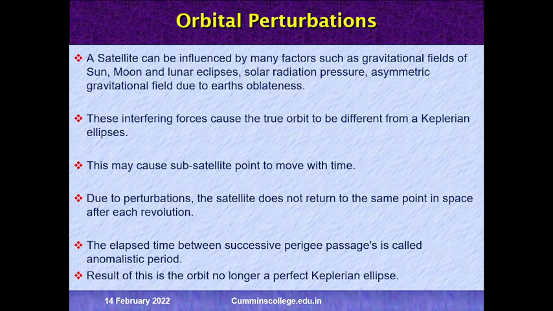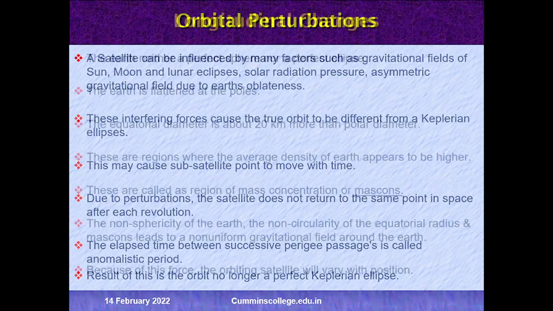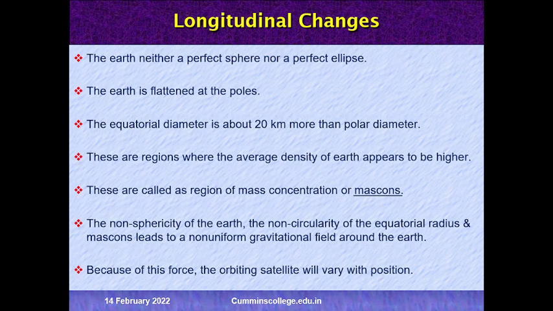Due to perturbations, the satellite does not return to the same point in space after each revolution. The elapsed time between successive perigee passages is called the anomalistic period. The result of this is that the orbit is no longer a perfect Keplerian ellipse.